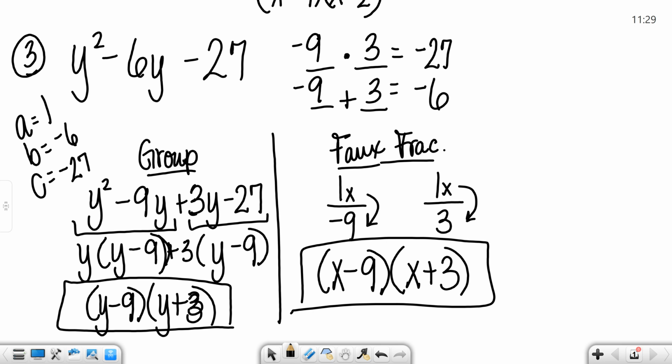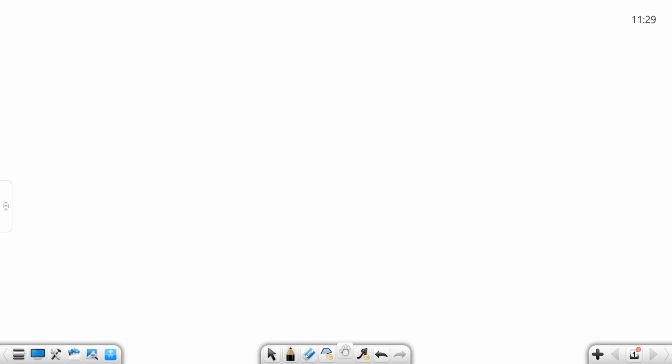All right, so that is factoring with the first term of 1, with that a value being a 1. Now, this one is going to appear to be slightly different, but in reality, it is not. Let's try.